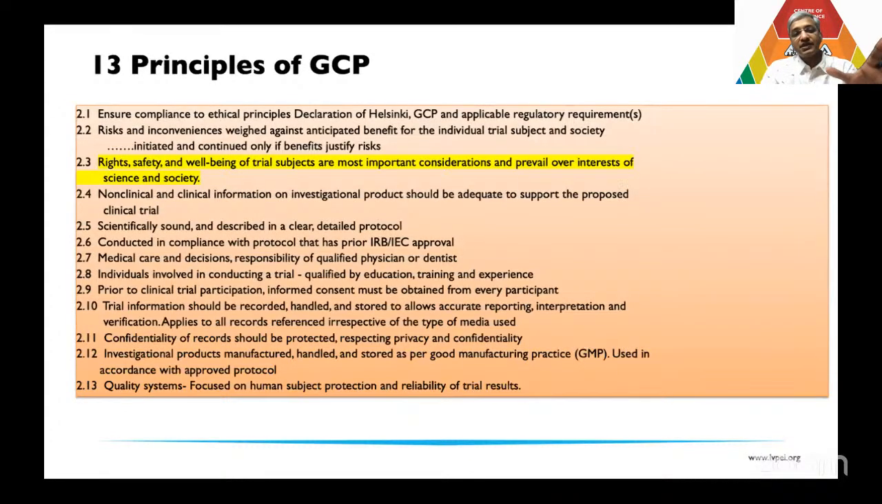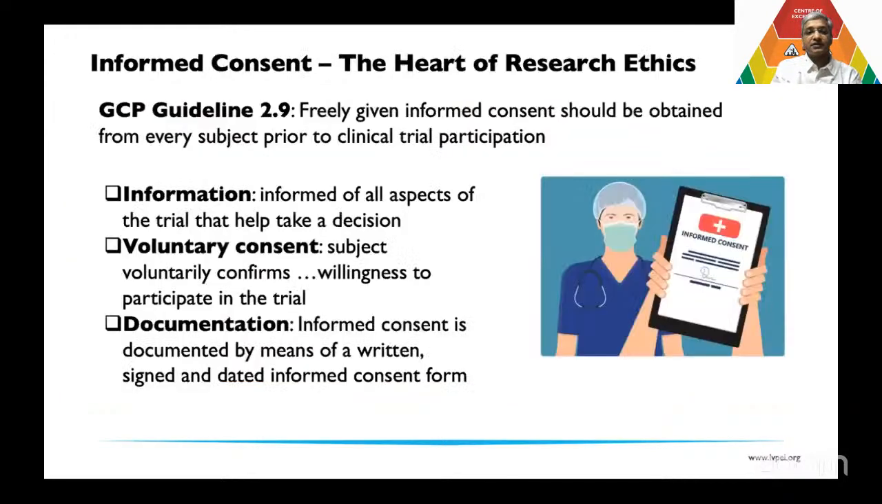So in GCP, there are 13 main principles, and I have just highlighted here 2.3: the rights, safety, and well-being of trial subjects prevail over the interests of science and society. Even if you as a doctor or a researcher want to improve science, want to improve society, the individual's well-being, rights and safety outweigh the societal benefits or the interests of science.